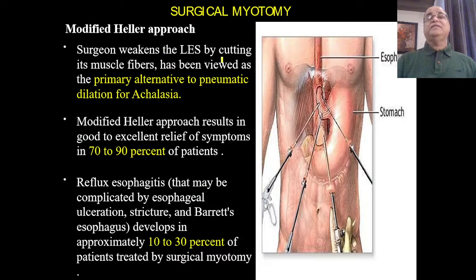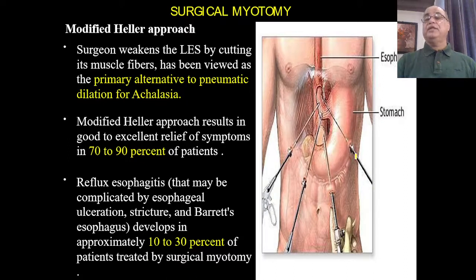So the surgeon weakens the lower esophageal sphincter by cutting its muscle fibers, which has been viewed as the primary alternative to pneumatic dilatation for achalasia. The modified Heller approach results in good to excellent relief of the symptoms in 70 to 90% of the patients. Reflux esophagitis, that may be complicated by esophageal ulceration, stricture, and Barrett's esophagus later on, develops in 10 to 30% of the patients treated by surgical myotomy.